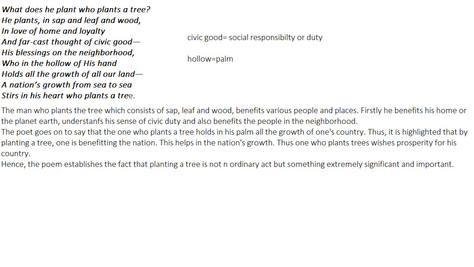He's planting in sap and leaf and wood. So these are all the constituents of the tree. Okay, so he plants in the form of sap, in the form of leaf, and in the form of wood, in love of home and loyalty. Okay, so by planting a tree, he's showing love to his home, that is to his earth, or to his country. Now home can have various aspects here, the home of the person.